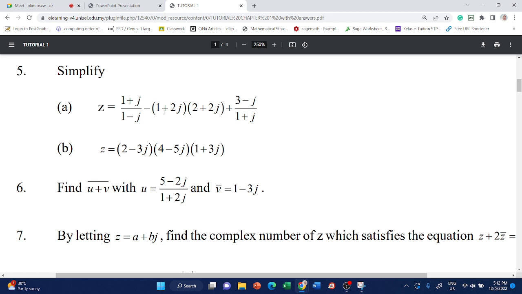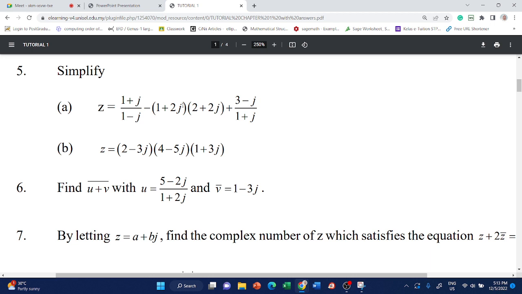Okay, now what are we going to do at the middle one here? Expand. Okay, times out. Open the brackets. How about the last fraction? We have to do cross multiplication. Or we just times with the conjugate. Okay, so what is the conjugate for the last fraction? 1 minus j. Yes. Okay, so that means times 1 minus j over 1 minus j.